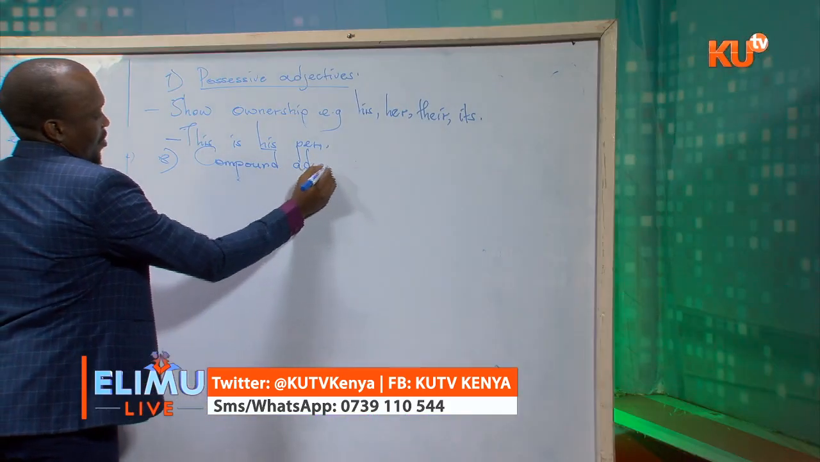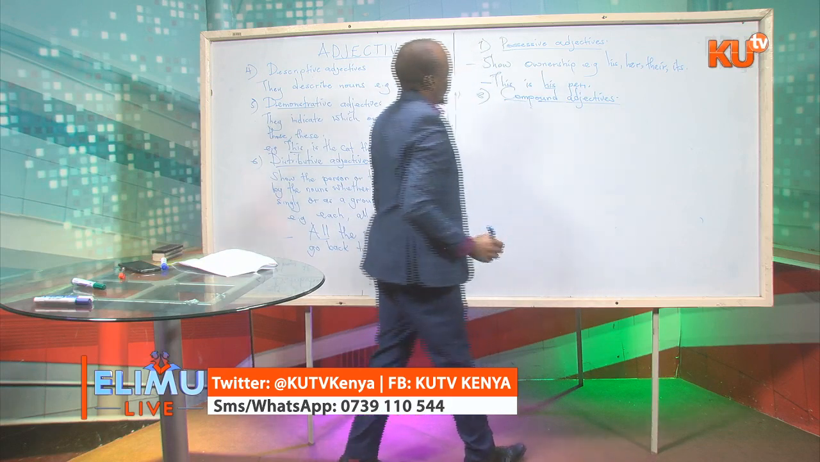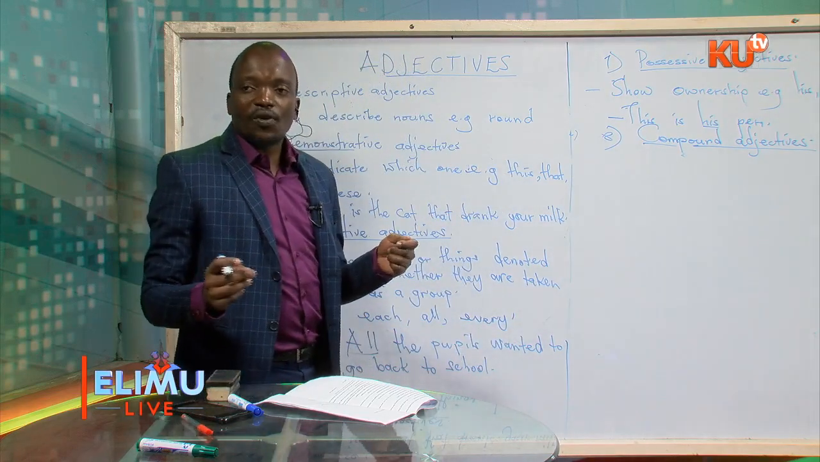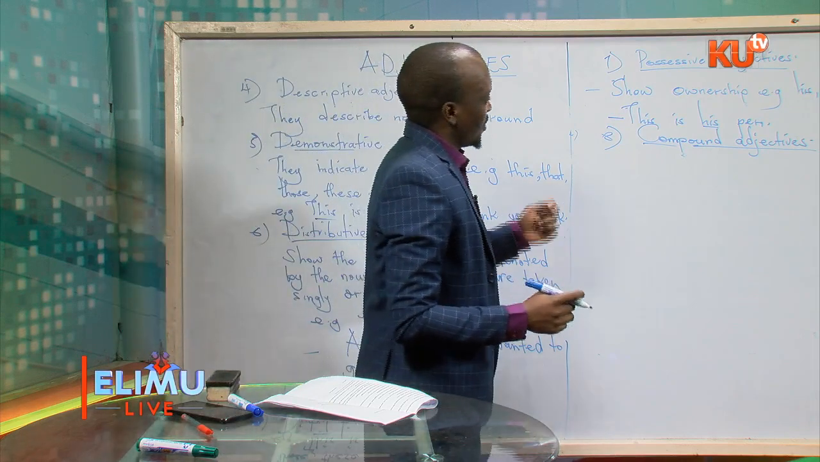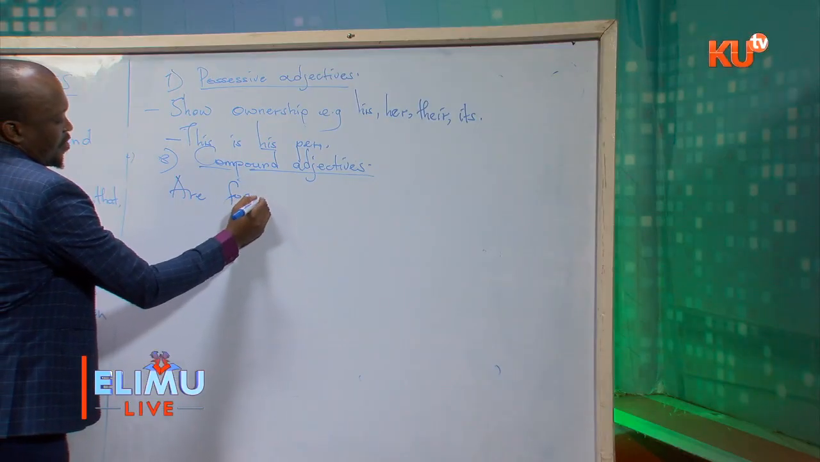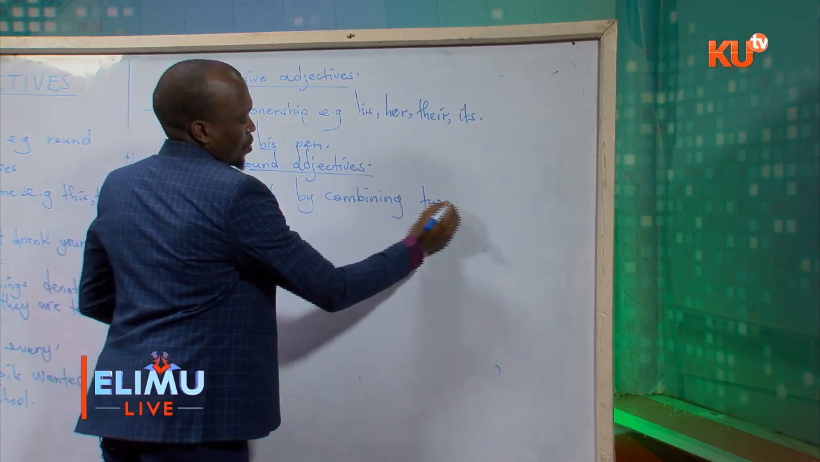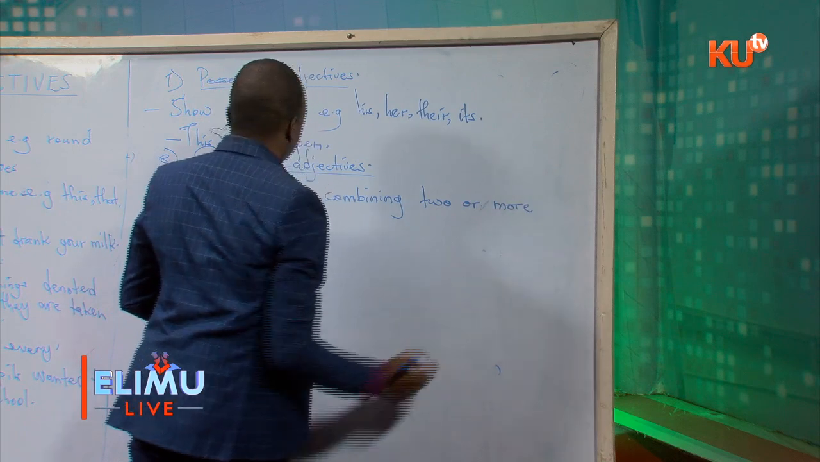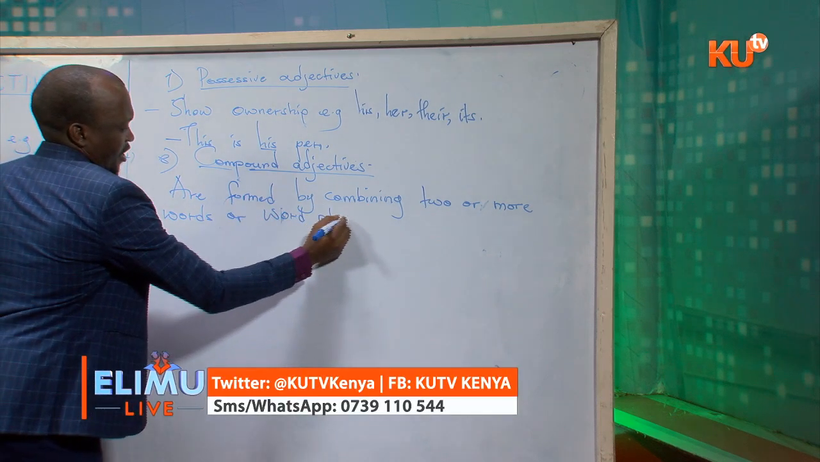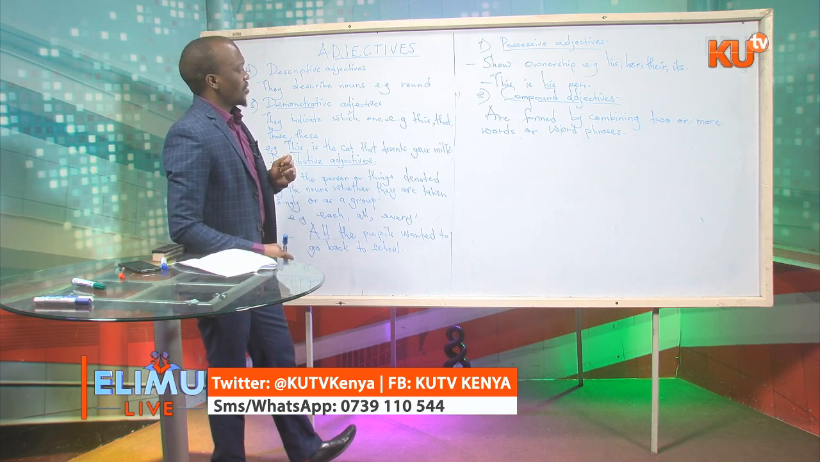Then finally, I'll talk about compound adjectives. And the word compound, this one you find it, you'll get compound nouns. And from that lesson of compound nouns, you should know that it is a combination of two. So I'll say that compound adjectives are formed by combining two or more words or word phrases.